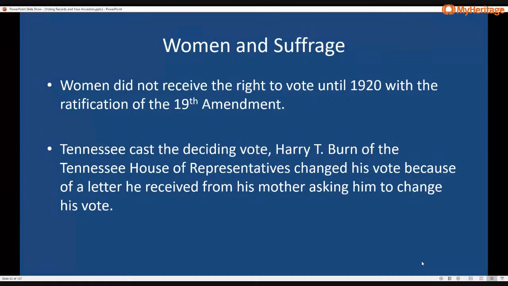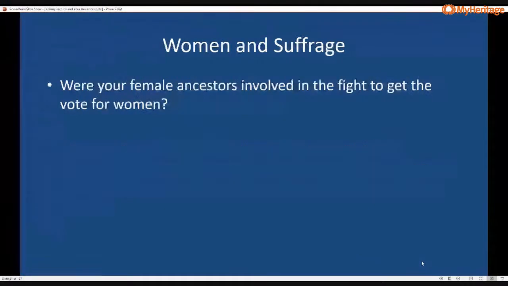Mr. Harry T. Byrne of the Tennessee House of Representatives actually changed his vote because of a letter he received from his mother asking him to change the vote. He listened to his mother. He was a good boy.